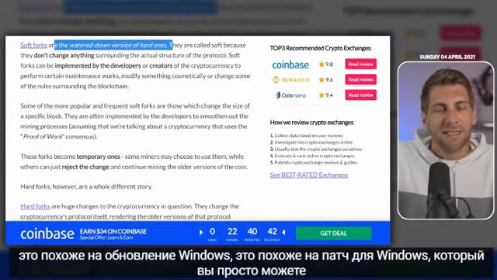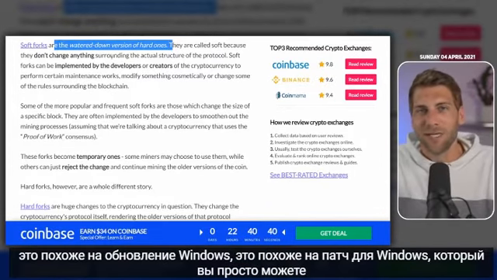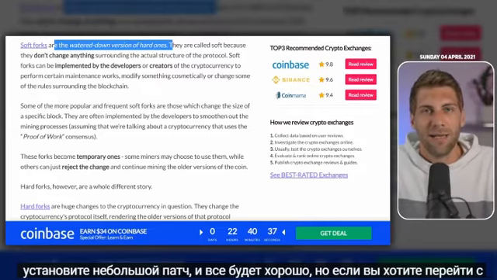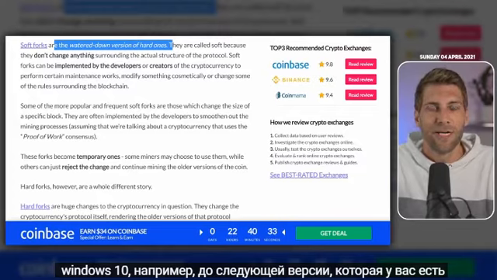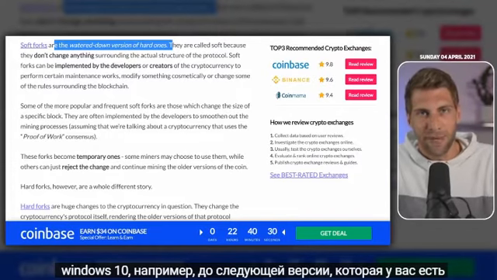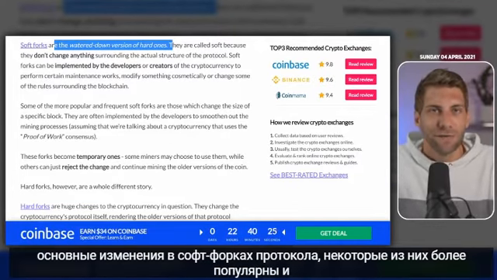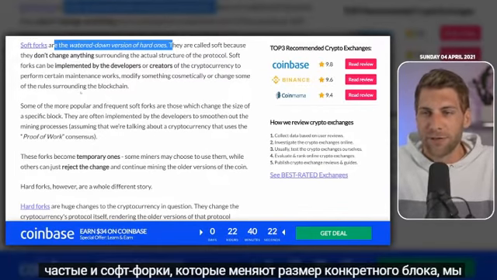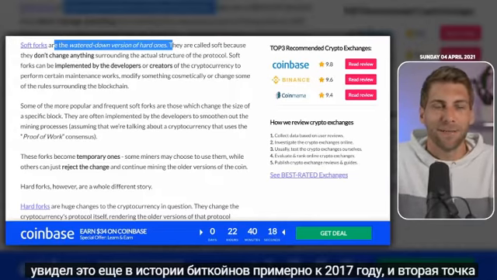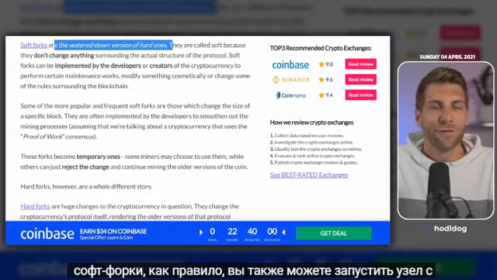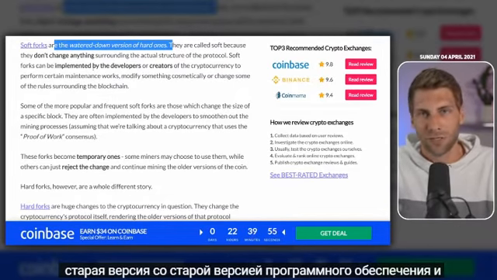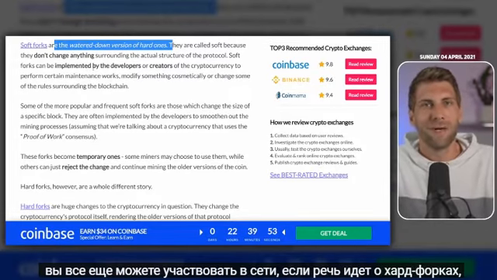That means this is like a Windows upgrade. This is like a Windows patch. You can just install a little patch and everything is good. But if you would like to go from Windows 10, for example, to the next version, you have major changes in the protocol. Some of the more popular and frequent soft forks change the size of a specific block. We saw that back in Bitcoin history around 2017. And the second point for soft forks is that normally you can also run a node with an older software version, and you can still participate in the network.